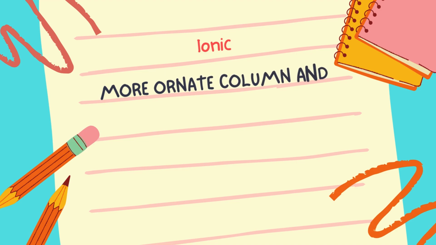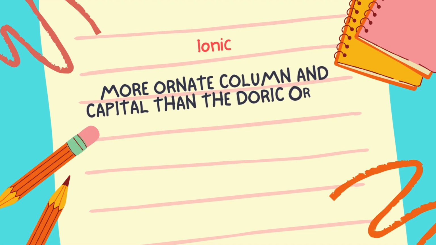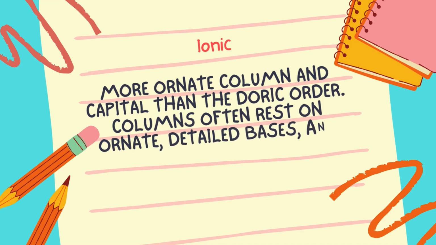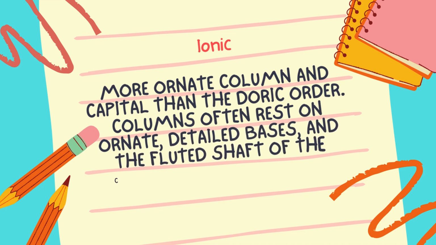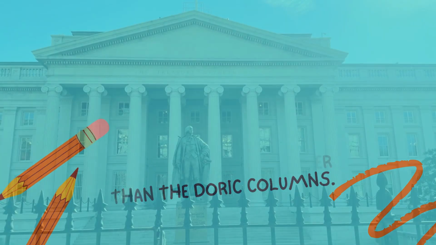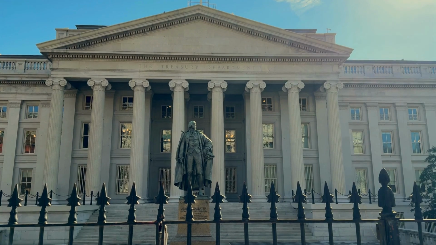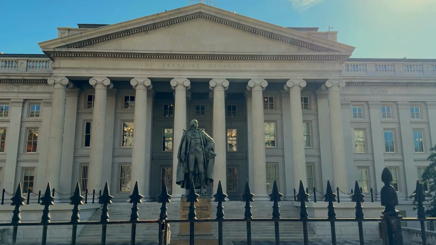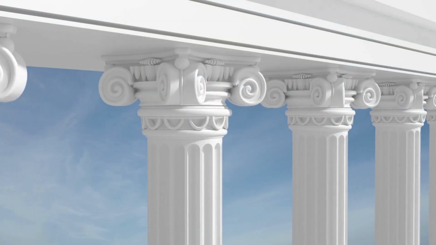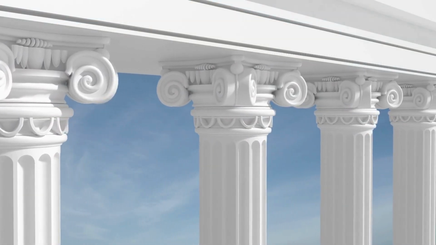Ionic order originated in eastern Greece, and it features a more ornate column and capital than the Doric order. In Ionic order, columns often rest on ornate, detailed bases, and the fluted shaft of the column is more splendid than the Doric columns. There are also often 24 fluted grooves in the column. At the top of the column is a large double scroll or volute, which resembles the curved horns of a ram or the curve of a seashell.